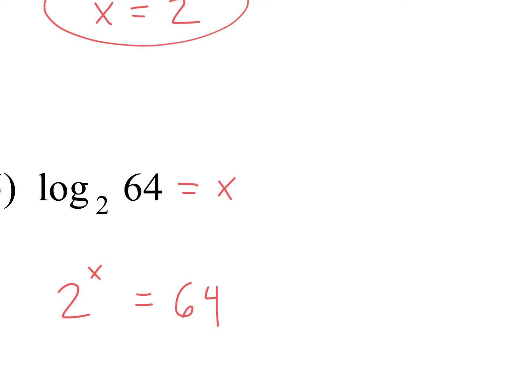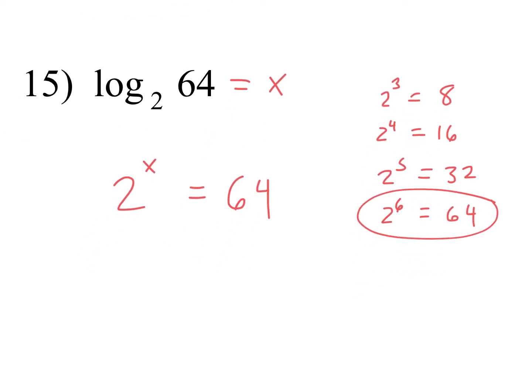Let's figure it out. If you don't know right off the top of your head, we'll figure it out. So let's just start with 2 to the 3rd power. That's 8. 2 to the 4th power would be 8 times 2, so 16. 2 to the 5th power would be 16 times 2, which is 32. 2 to the 6th power would be 32 times 2, which is 64. So 2 to the 6th power. So what's x equal? 6. So if you don't know right off the top of your head, work it out on the side.